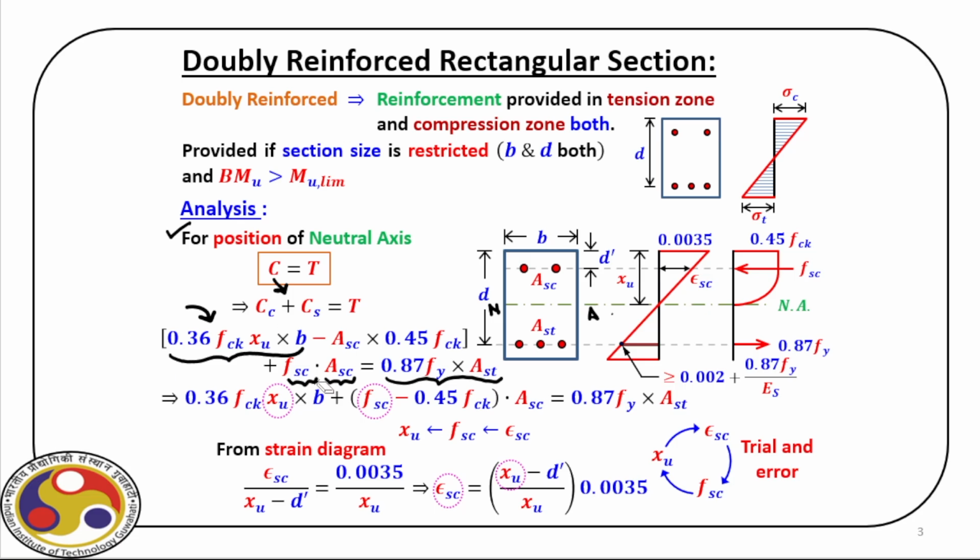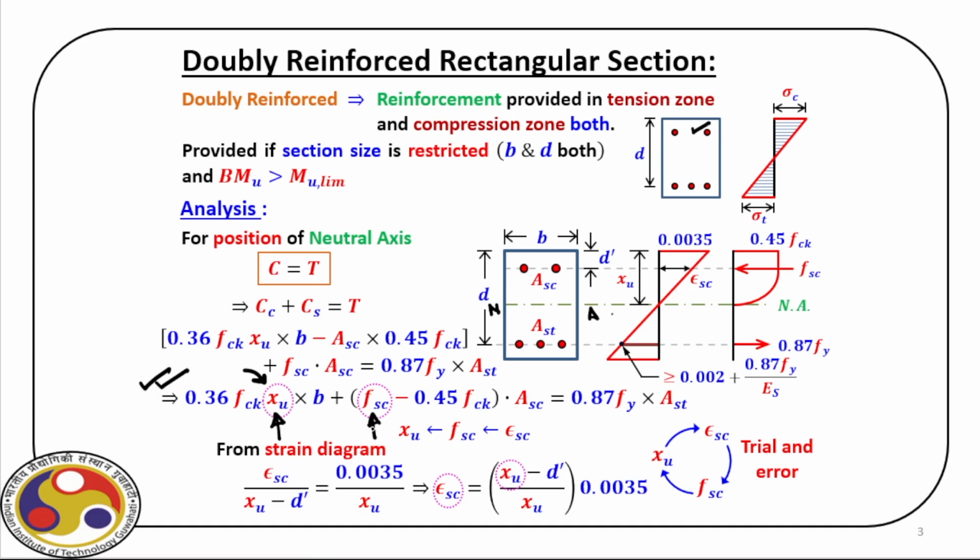Now if we simplify this expression, then what we have here is this expression. Now from this expression, what we can see, we have XU here, then we have FSC here, and these are the two quantities that we have to fix. We are mainly looking for this XU, that is the first objective, but for that we first need to quantify this FSC, that is the stress in the compression steel, which is here. How to do that? Let us refer the strain diagram first, because that is the linear diagram we have to deal with.